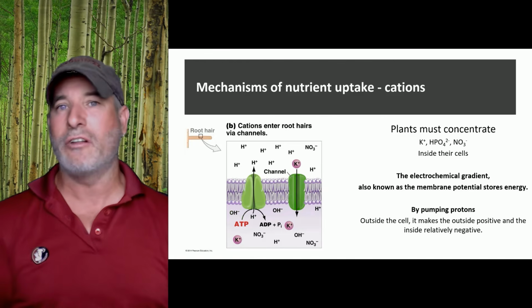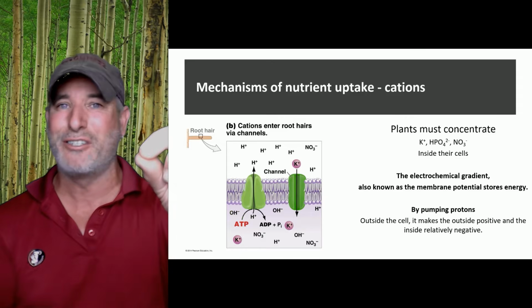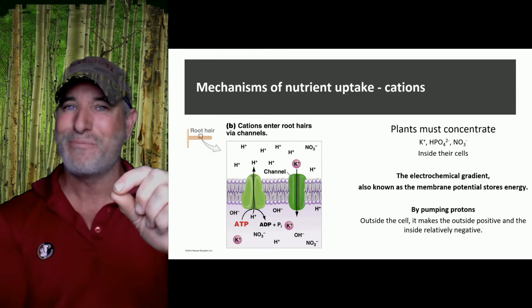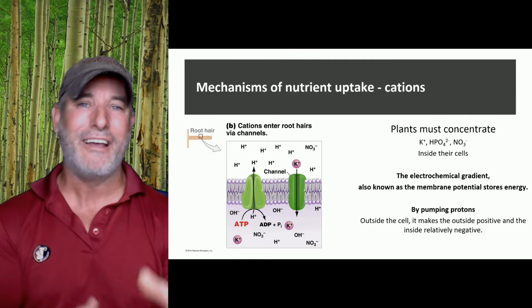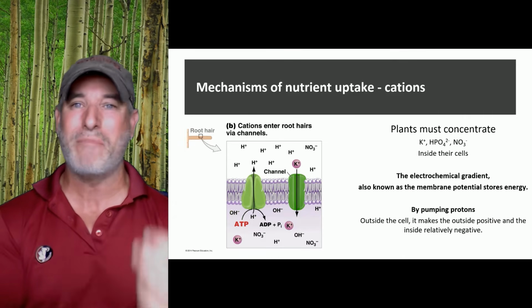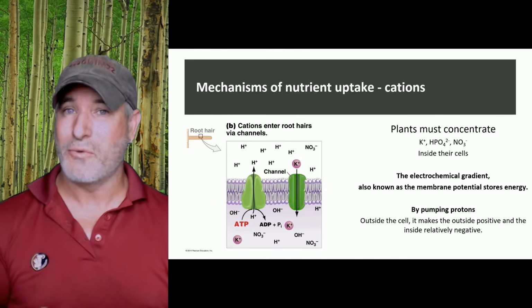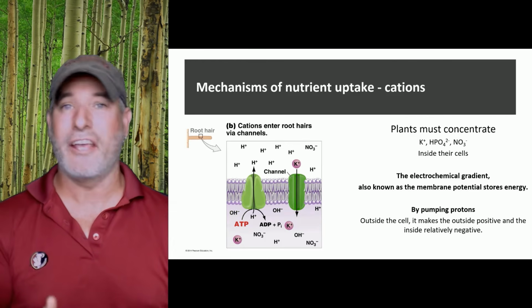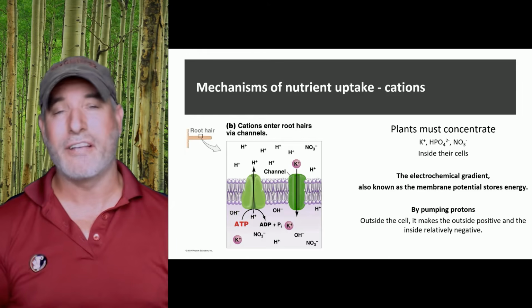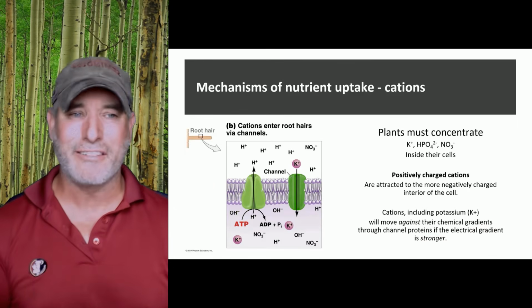The reason we call it a potential is because a potential is the difference between the positive and the negative charge across a membrane. It's the exact same thing as a battery, right? A battery stores potential energy. We measure it in volts. So plant cells, guess what? They spend a lot of energy pumping protons. And in this case, to get nutrients, they pump protons outside of the cell, creating an electrochemical gradient.